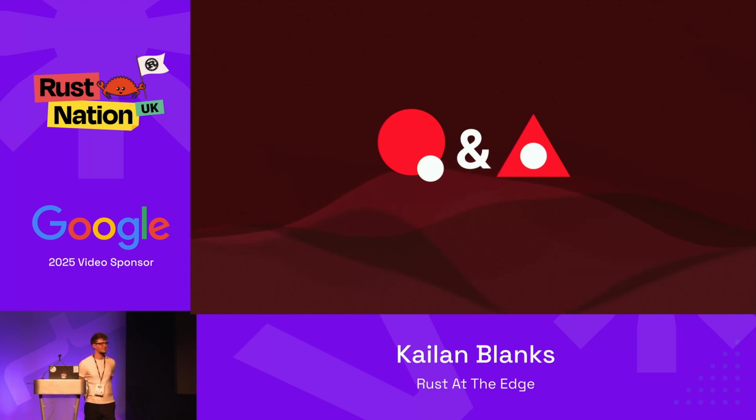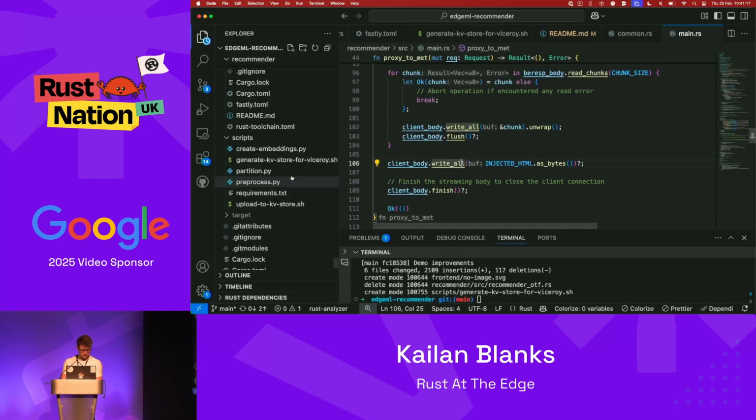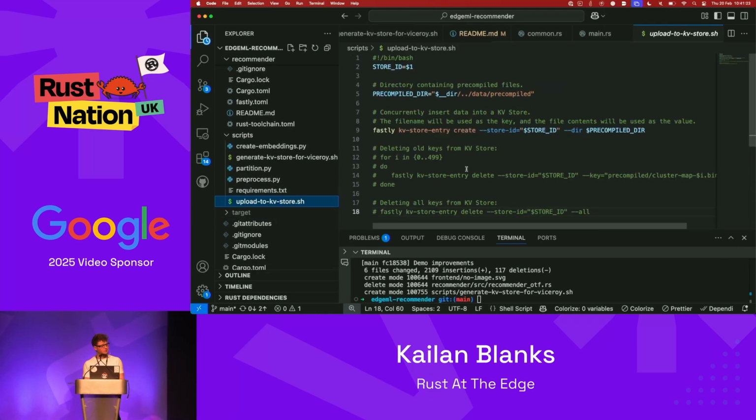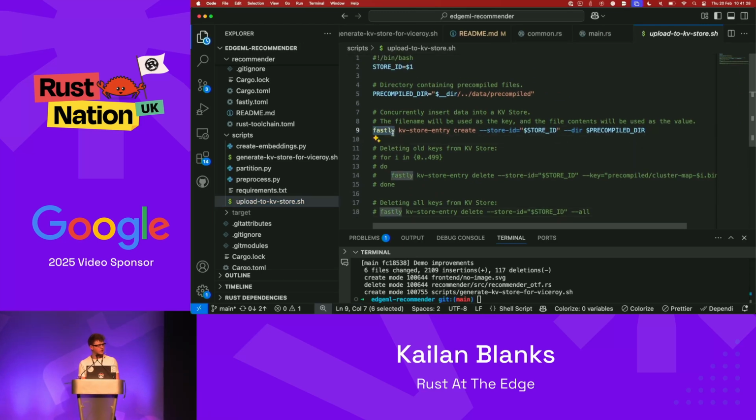Thanks for your talk. I was wondering how you are moving the files to the KV. Is it also in the TOML file or something? Yeah, that's a really good question. I did skip over that. Let's have a look. So let's take a look at this one. There is a script called upload to KV store, and it just runs a command that is in our CLI, which allows you to create a KV store entry by passing in a directory. And when you do that, it will add entries to the KV store where the key is the path of the file and the value is the contents of the file.